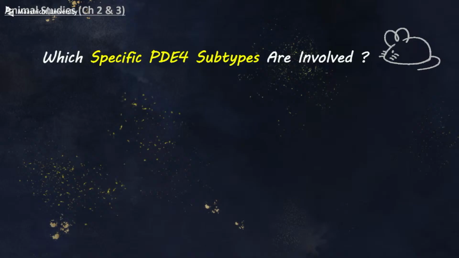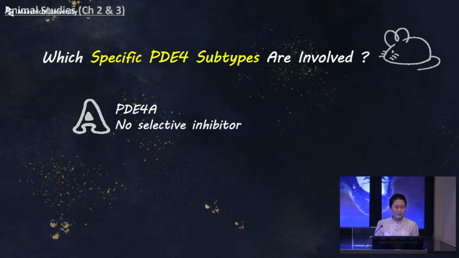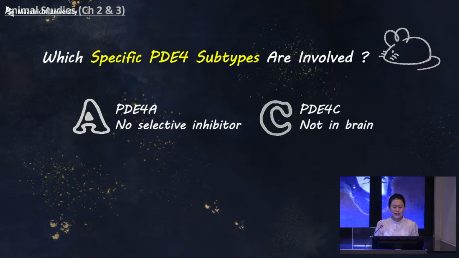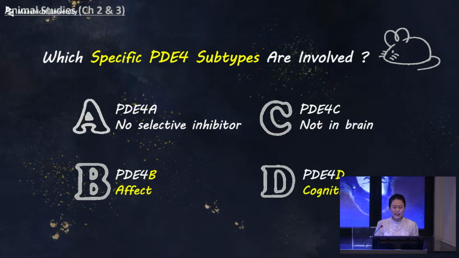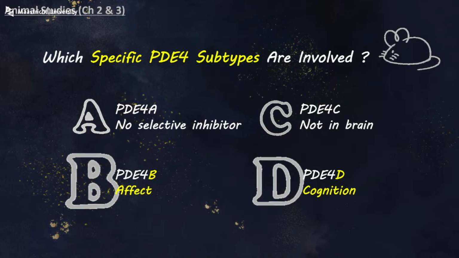After understanding the mechanism of non-selective PDE4 inhibitors, the next question is, which specific PDE4 subtypes are involved in my thesis? There are 4 PDE4 subtypes, A, B, C, and D. For PDE4A, there is no selective inhibitor available. PDE4C is not expressed in the brain. PDE4B is assumed to be more related to affect, such as depression and anxiety. PDE4D is assumed to be more related to cognition, such as memory enhancement. My thesis focused on PDE4B and D.